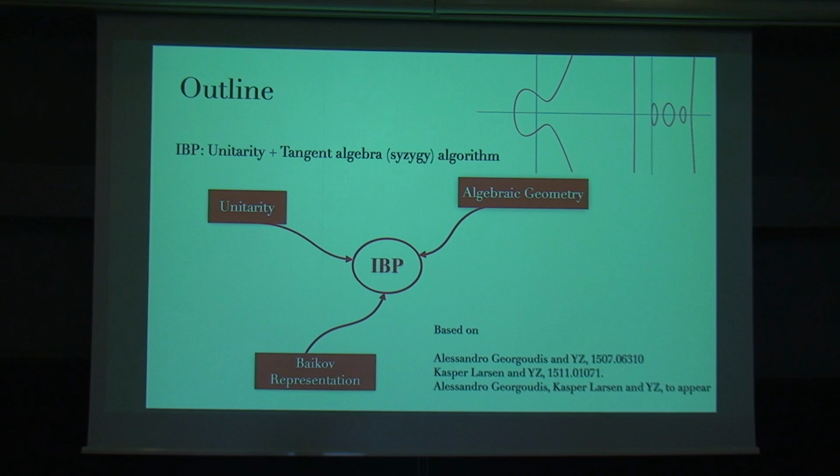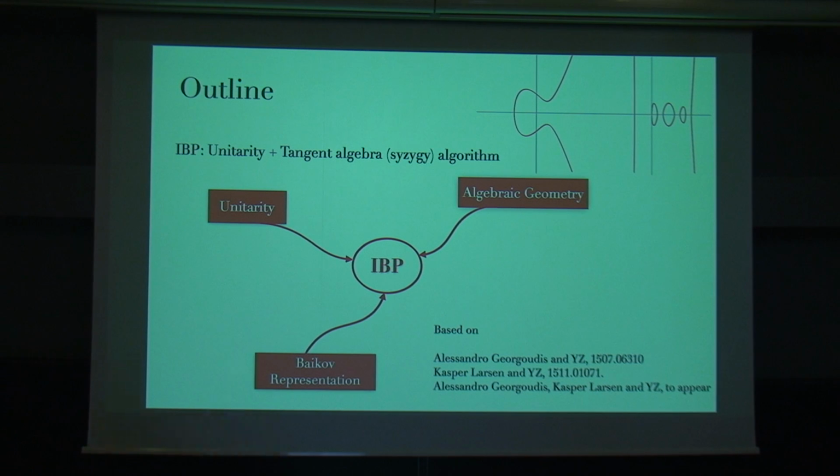And the second ingredient is this kind of algebraic geometry understanding of the syzygy equations. Then we try to apply this kind of syzygy equation in an efficient way to further reduce the number of IBPs. The third ingredient may be less familiar for the audience, so this is the so-called Baikov representation.